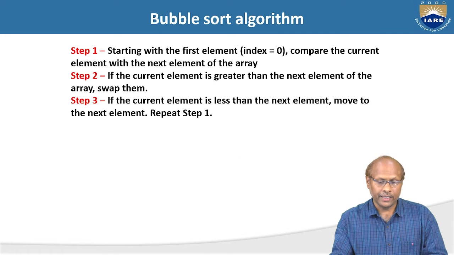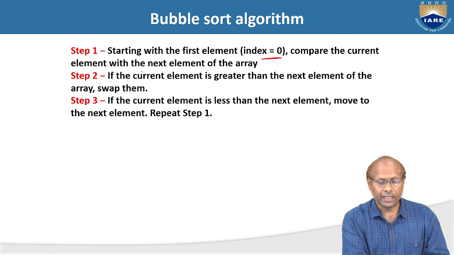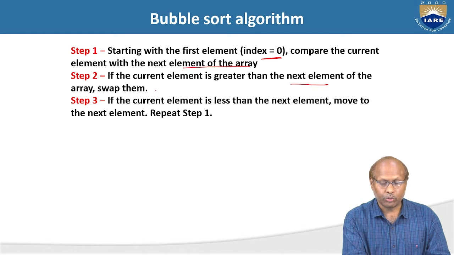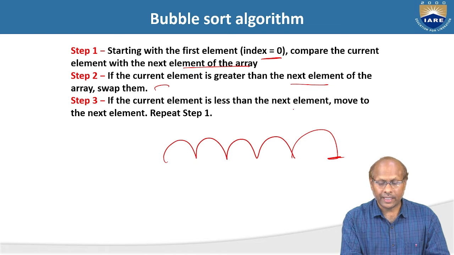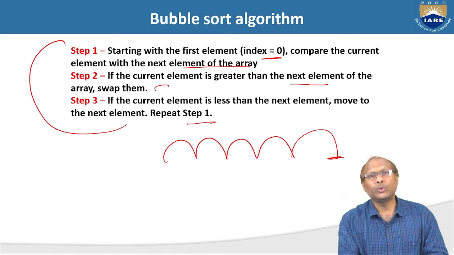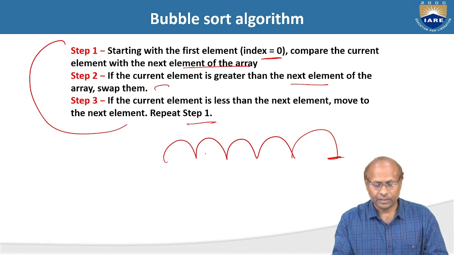And the algorithm behind this sorting: you start with the first element at index 0 and compare it with the next element of the array. If the current element is greater than the next element, then swap them, because always you have to swap with the neighbors. The biggest element will go to the end. If the current element is less than the next element, then move to the next element. Repeat step 1 until the entire array is sorted.